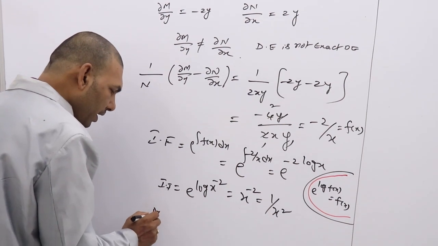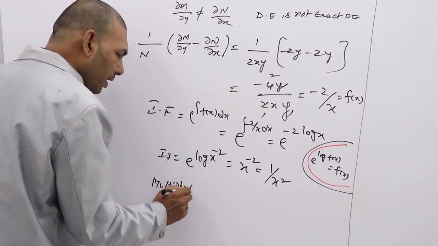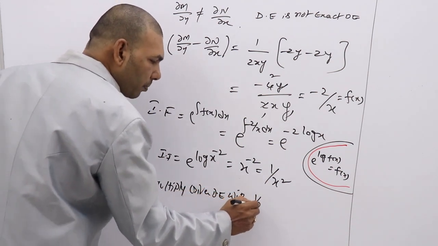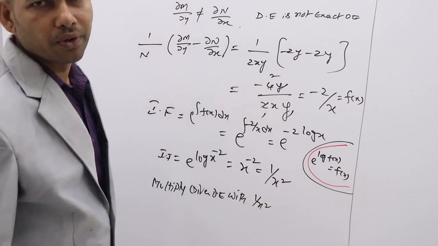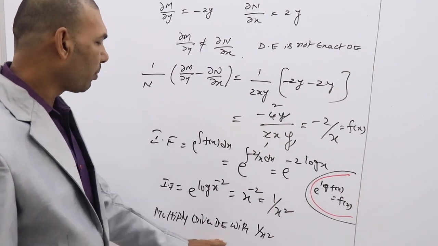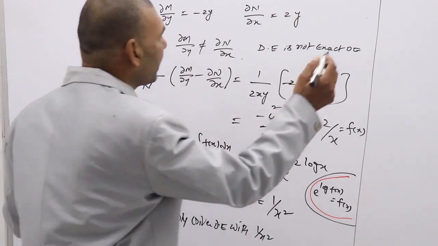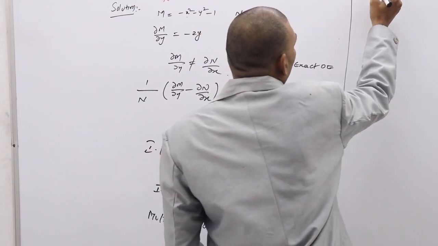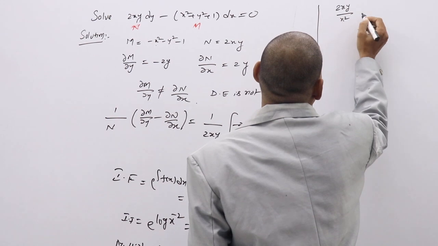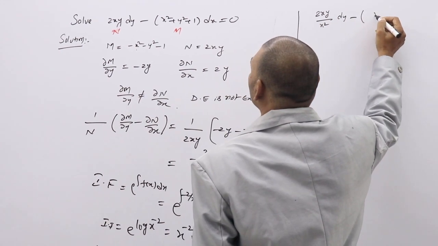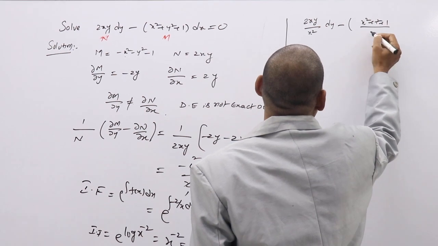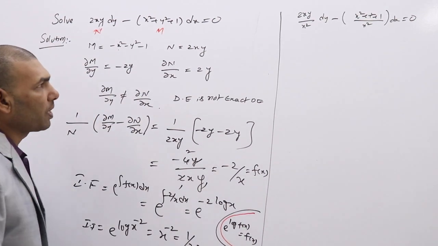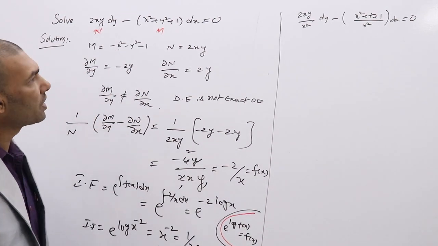Now multiply the given DE with 1 by x square to reduce it to exact form. If you multiply the given DE with 1 by x square, what will you get? 2xy by x square dy minus x square plus y square plus 1 by x square dx equal to 0. Multiplying with 1 by x square means dividing each term with x square.